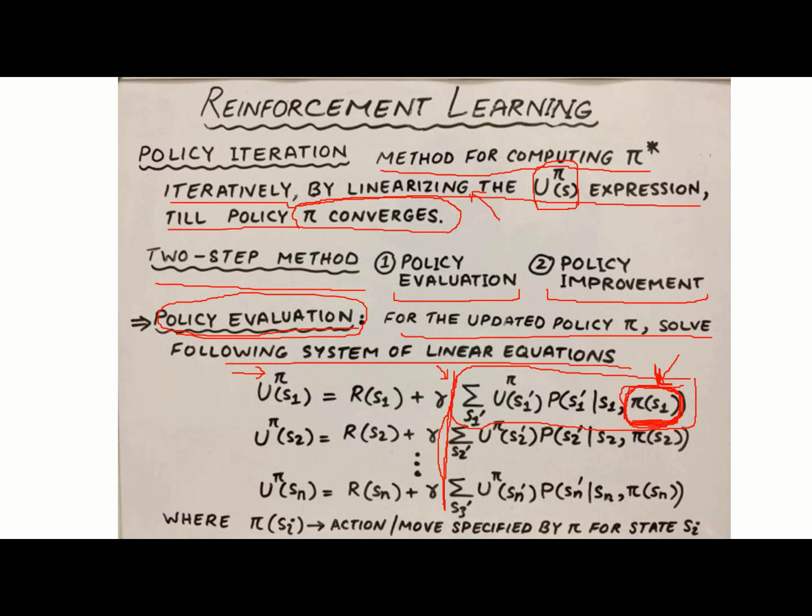So we are going to write down the expression of U pi s1, U pi s2, all the way to U pi sn. And we are going to have a system of linear equations. These are n linear equations. And if we solve them, we are going to get updated values of the U.